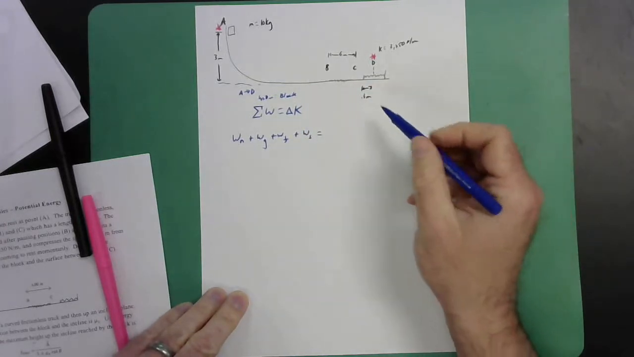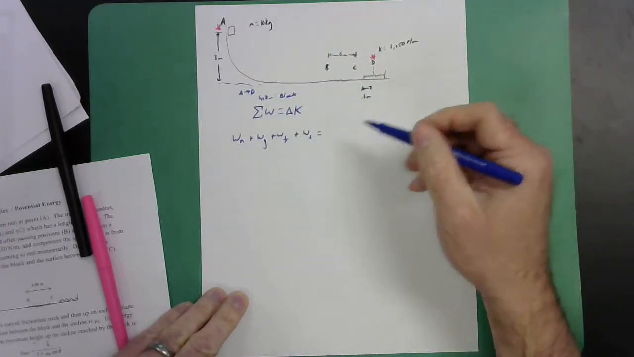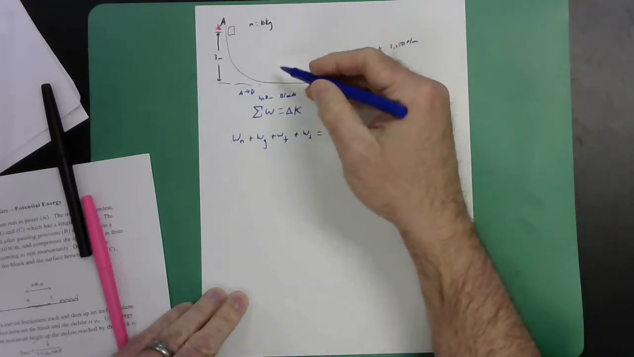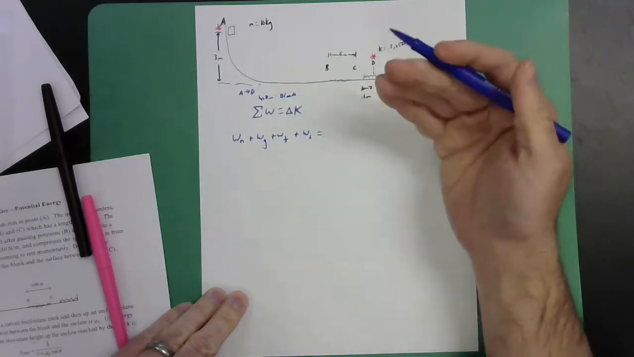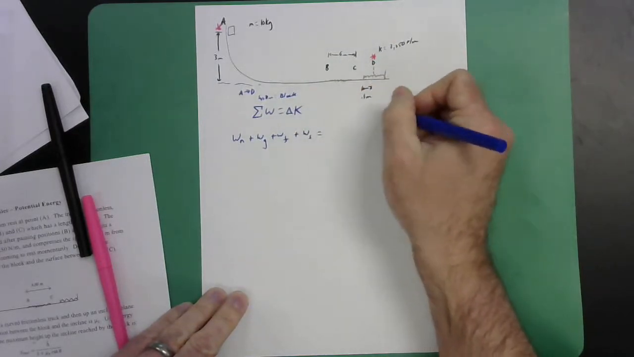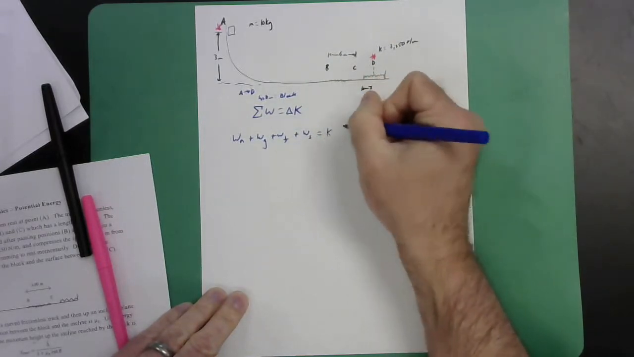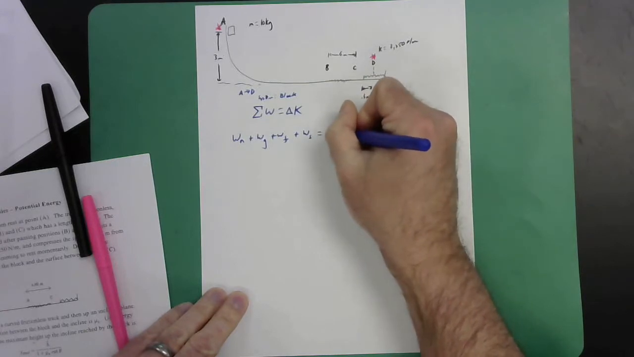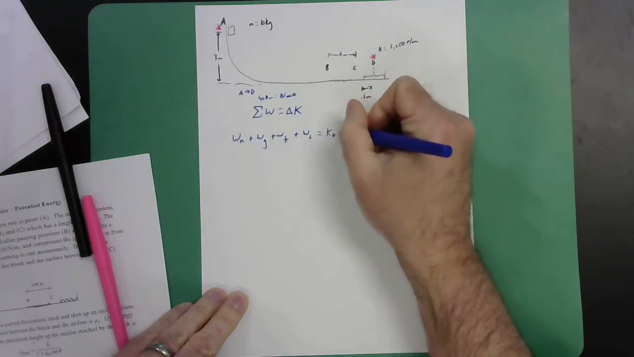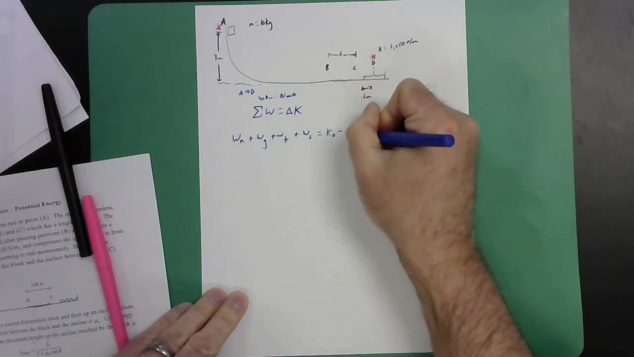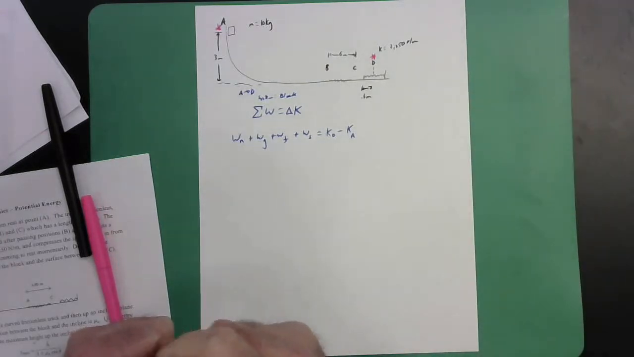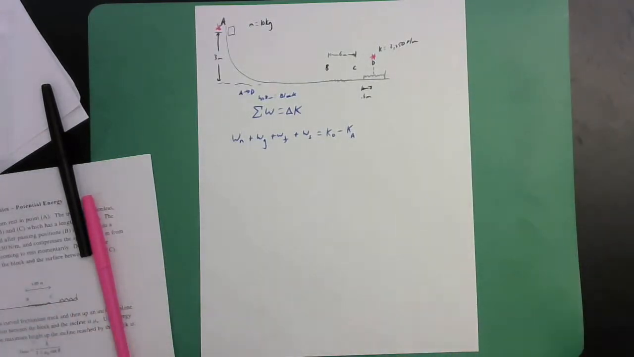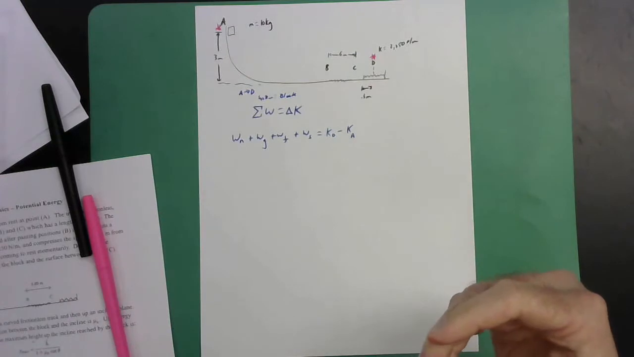Okay, those are the four forces acting on it as it moves from here to here. If you need to sketch some force diagrams to verify that those are the only forces acting, be my guest. Delta K is going to be the K at the end minus the K at the start, K at D minus K at A. Now, real quick, running through this, some of these terms may very well drop out.